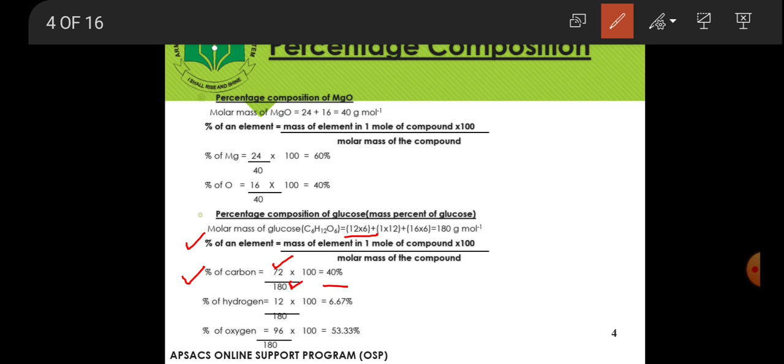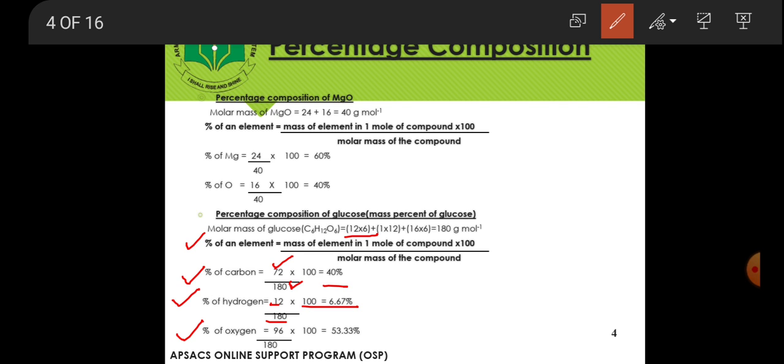So the percentage of carbon in glucose is 40%. Percentage of hydrogen is equal to 12, because the mass of 12 hydrogen atoms is 12 gram, divided by 180 multiplied by 100. So the percentage of hydrogen is 6.67%.